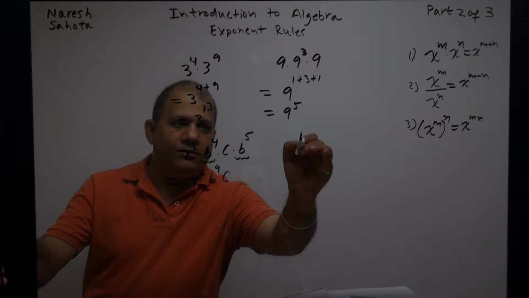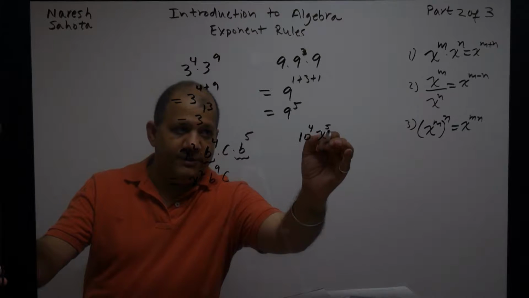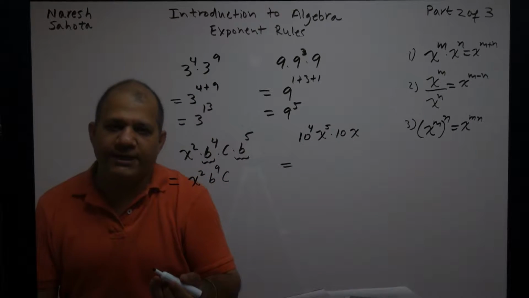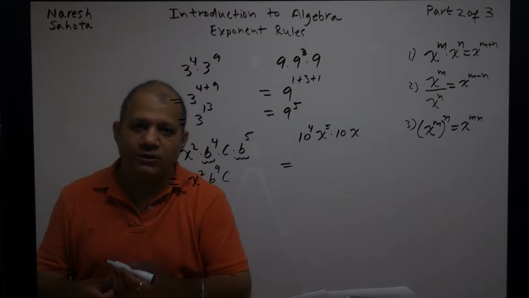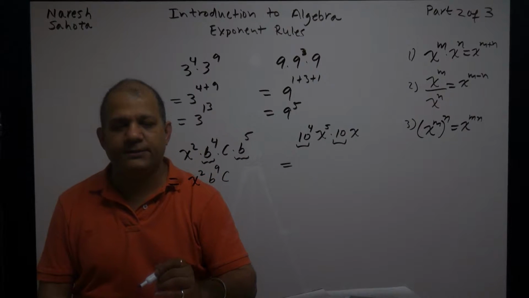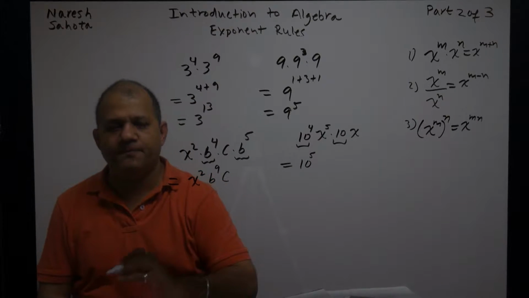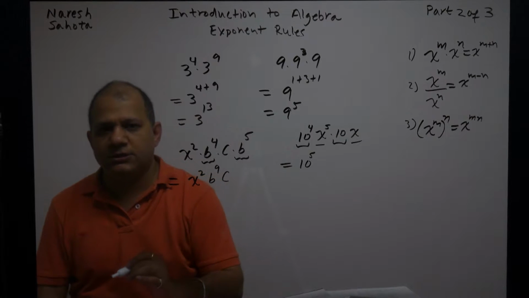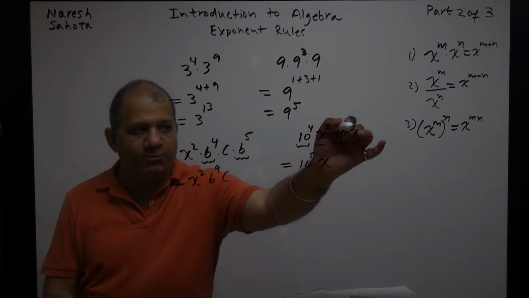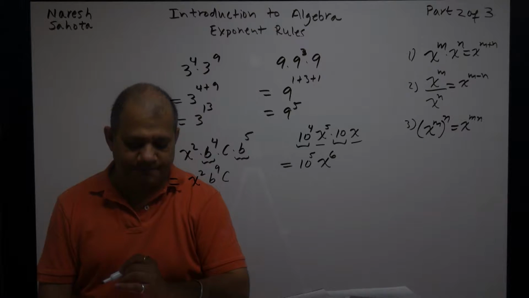Okay. Now another example, 10 to the 4 x to the 5 times 10 times x. Here again, identify if we have the same bases and we are multiplying, so we can add the exponents. The 10 and 10 are the same base. So 10 to the 4 times 10 to the 1, this will be 10 to the 5. And the x and x are also the same base, and we're multiplying, so we can add their exponents. So 5 plus 1 is 6, x to the 6. That's the answer there.